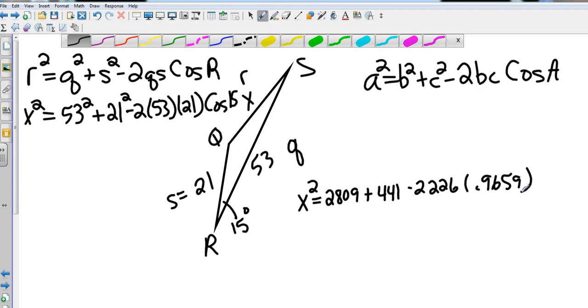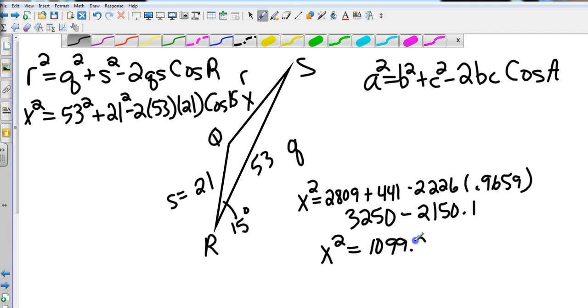So 2,809 plus 441, that's 3,250, minus 2,226 times 0.9659, that's minus 2,150.1. That gives me x squared equaling 1,099.9.